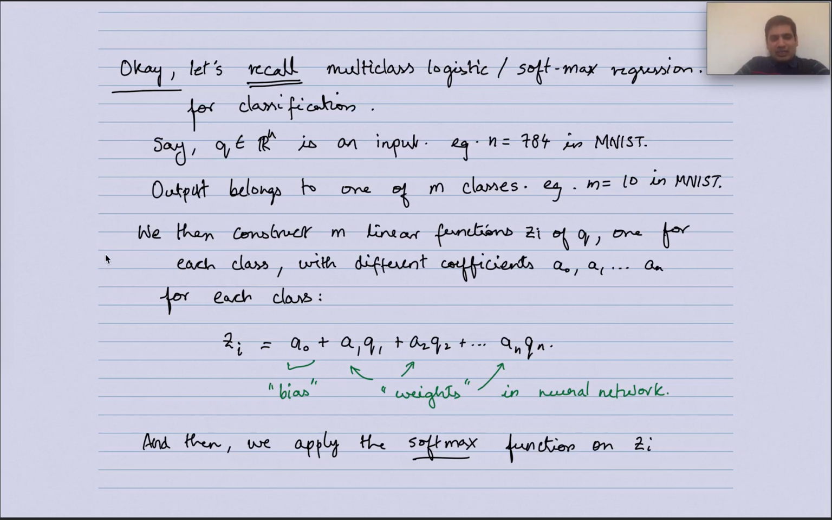But before that, we are going to see how the old softmax regression works. When we have Q as an input and these outputs, what we first do is construct m linear functions, zi of Q, one for each class. If you have 10 classes, we'll have 10 zi's. Each of these zi's will have different coefficients a0 till an. So zi is defined as a0 plus a1 q1, plus a2 q2, etc., using the individual elements of q. Immediately notice that this is just a linear function of q. In neural network language, it's got a bias term and the weights, where the weights are a1 through an and the bias is a0.